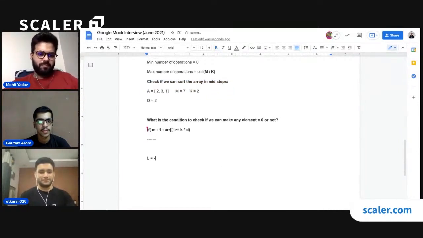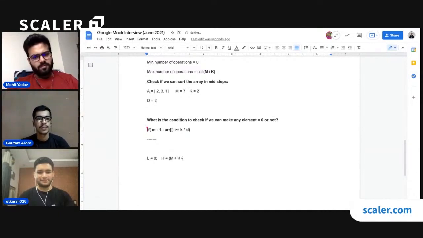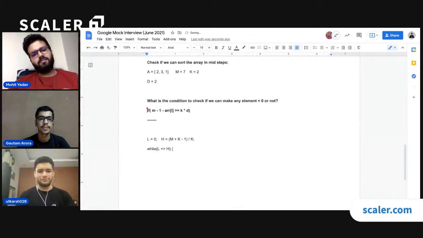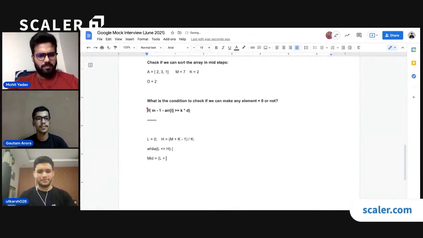So we'll make L equal to 0, the minimum number of steps. We'll make R equal to ceil of m by k. I usually write ceil like this: m plus k minus 1 divided by k. This is also one of the ways of writing ceil m by k. While L is less than or equal to R, mid equals L plus R by 2. I can write L plus R by 2 because L and R are not very big numbers. In case they are big numbers, we should prefer writing it like this: L plus (R minus L) by 2, so that we don't have any overflow while adding L and R.